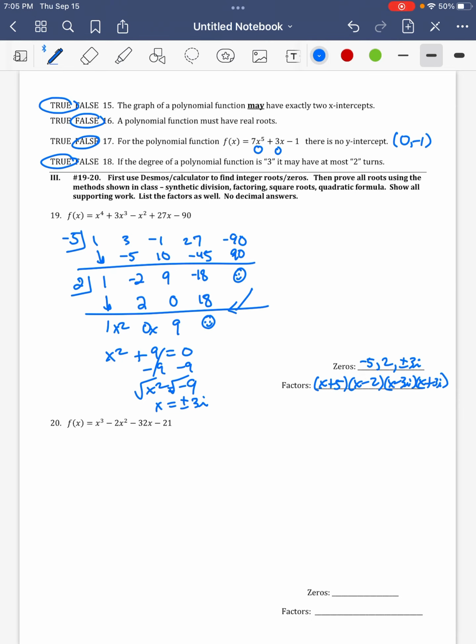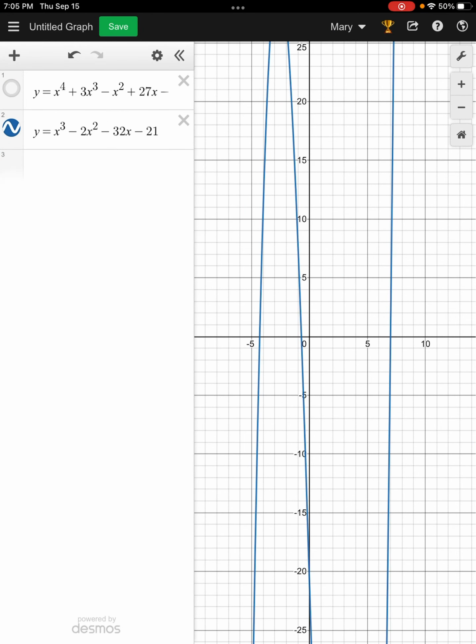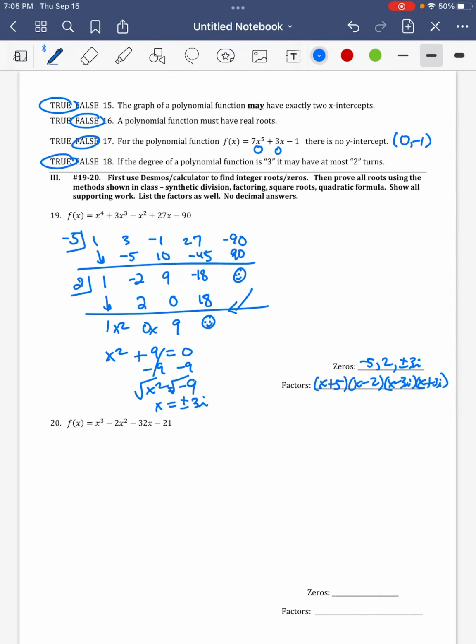All right, down here, number 20. So number 20, let's go look at the picture. All right, so there's a picture. Looks like there's supposed to be 3 answers, and I can see them all. They're not too pretty. Only that one over there at 7 is very pretty. The other 2 are ugly decimals. So 7 I'm going to go with. So put my 7 in. 1, -2, -32, and -21. Nothing's missing. Bring down my 1, makes 7, adds up to 5, makes 35, adds up to 3, makes 21.